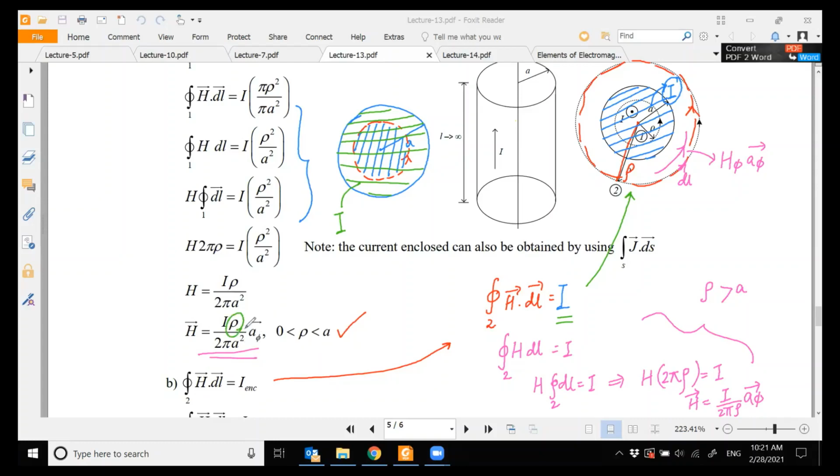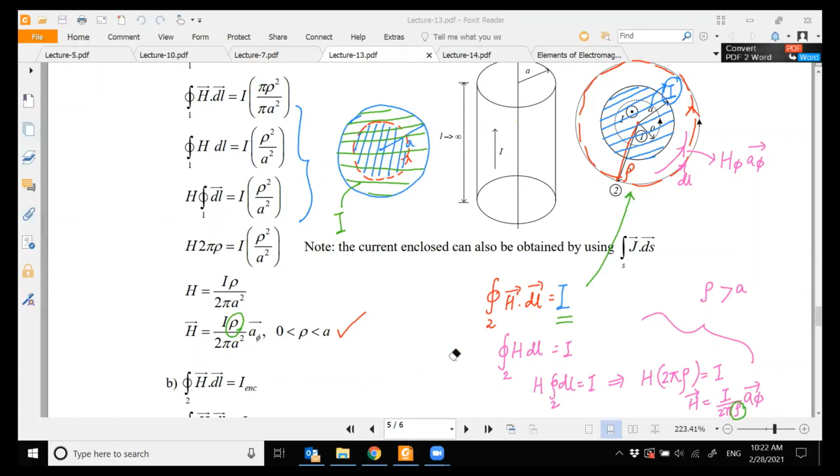That means it is like a linear increase. So the magnitude will increase almost linearly. And here, 1 over rho. So inside the wire, as you approach near the wire end, your magnetic field magnitude will increase. But once you touch the wire end and go outside the wire, the magnetic field magnitude will decrease as 1 over rho. So this is how you can find the magnetic field by applying Ampere's law.